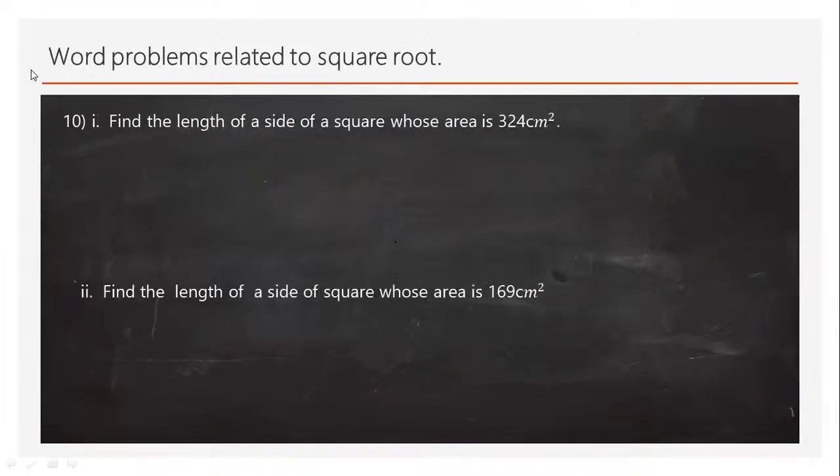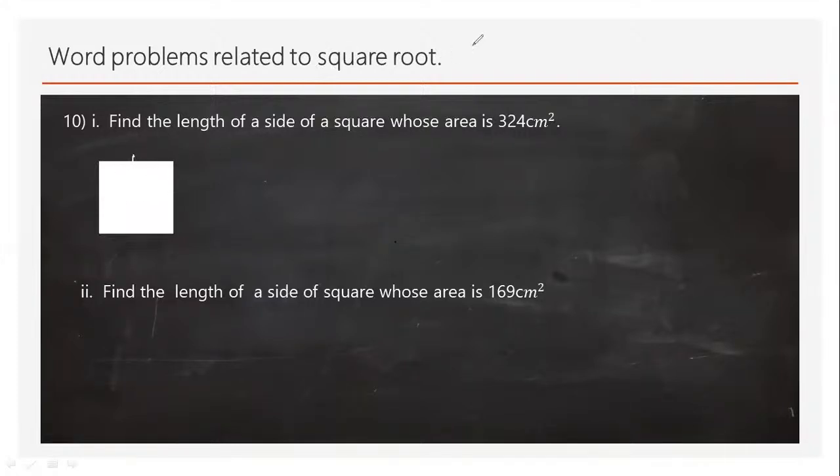Now we are going to do several word problems related to a square root. This is related to the square. Find the length of the side of a square whose area is 324 square centimeter. A square means length and breadth are equal. So we have to find the length of the side.